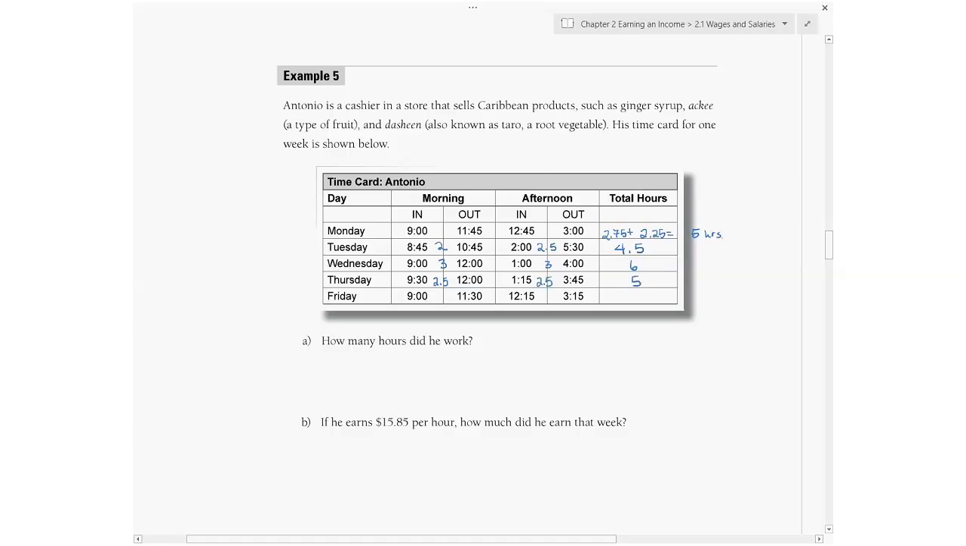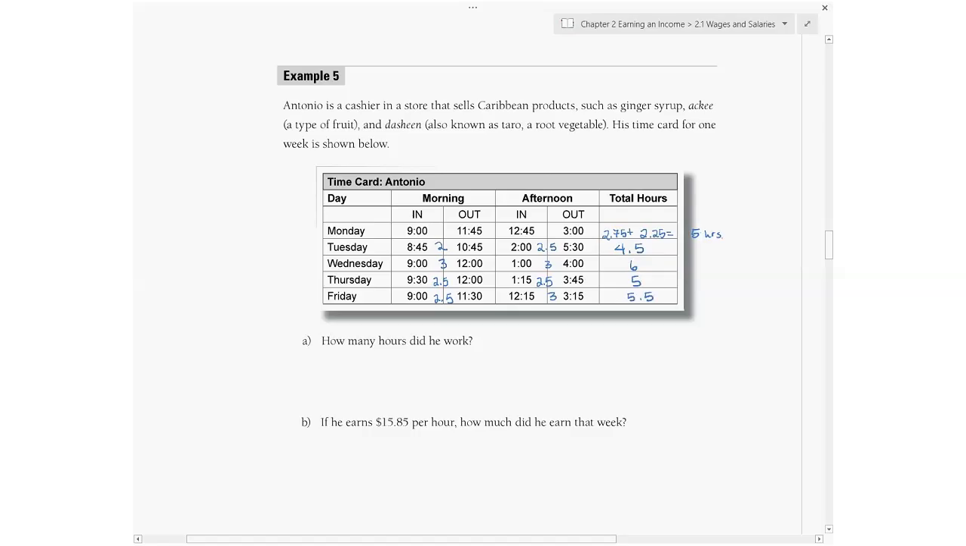And again, 9 to 11:30. 9 to 11 is 2 hours plus the half. 12:15 to 3:15, well, it's 15 to 15, so it's an even number of hours. 12, 1, 2, 3, that's 3 hours. So that's 5.5 hours, and then we just add these up.